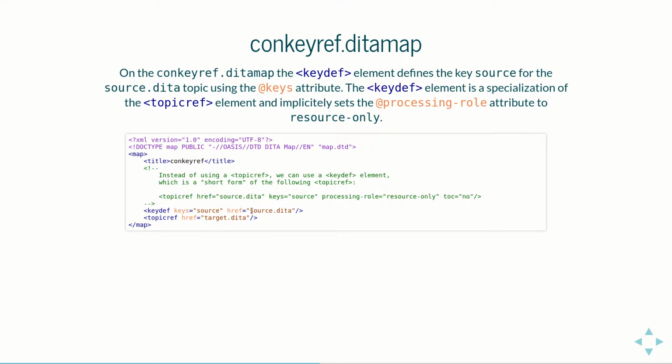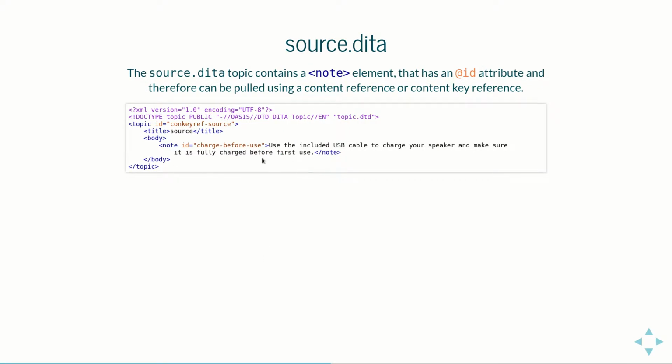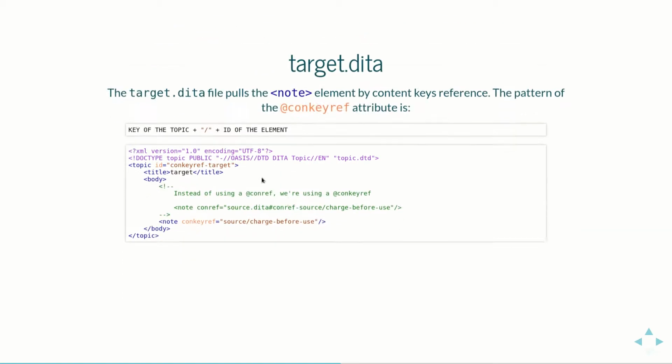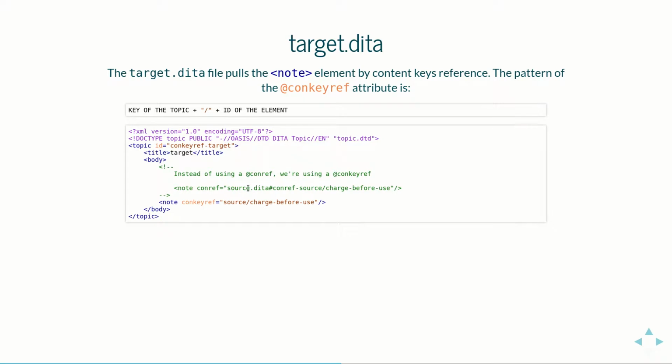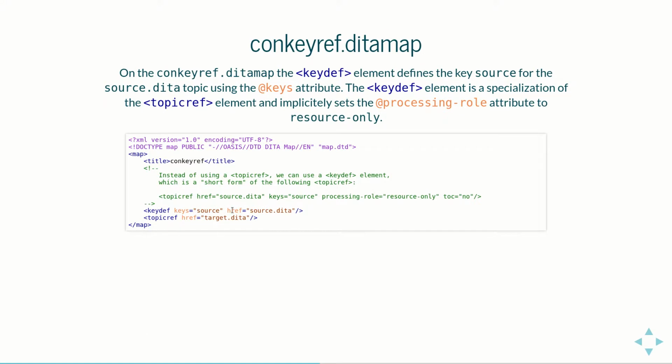So what we can do here is to pull something from the source DITA file by its key. How does it look like? The source DITA file again contains a node element with an ID. And the target DITA file pulls the content of the source DITA file using the conkeyref attribute via the key. So we go to the source key, and then pick the ID. So this does the same as the conref mechanism, but we don't need to specify the file name here. Because of that, if the file name changes, so for example source DITA is renamed, we don't have to change the content reference here. We just have to change the path to the file here on the DITA map.